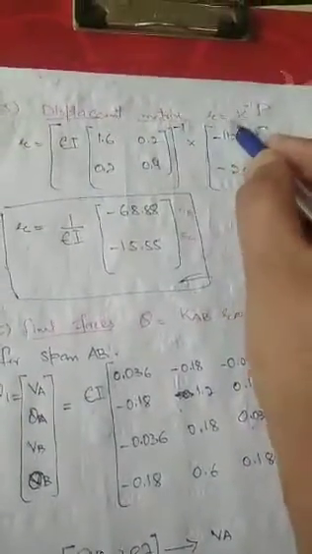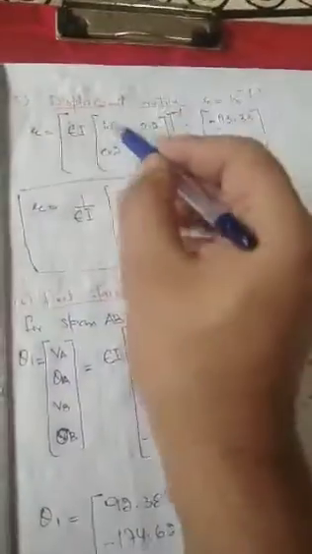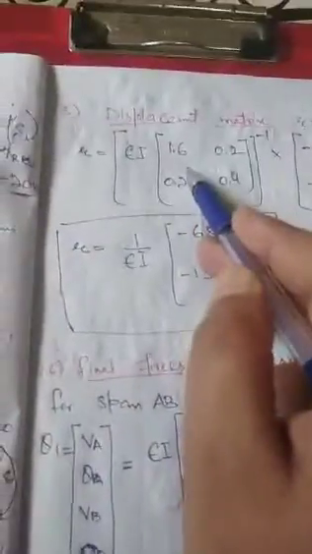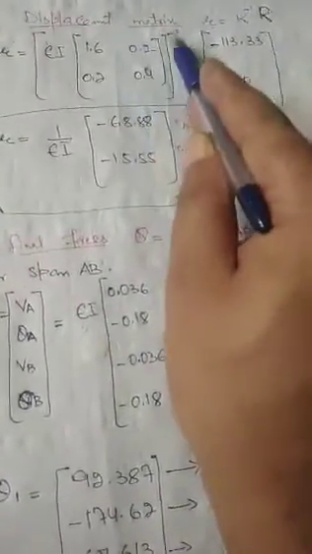Now the fifth step is the displacement matrix, which is equal to K inverse P. K we got here. You see K equals EI times 1.6, 0.2, 0.2, 0.4. So we will place the K value here and the P value here. The P value is the R value. Simply it is R. We got this R value here. After multiplying this, how to take the inverse and multiplication, I will show you on the calculator.